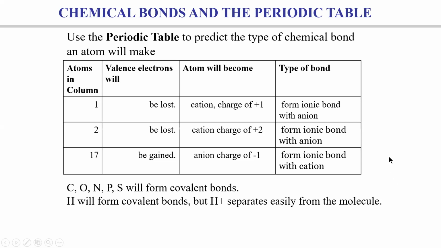So I want you to be able to use the periodic table to predict whether a particular type of atom will form ionic bonds by becoming an ion or form covalent bonds. And to do that, you use the slide here. And during our Zoom classes, we will practice doing this a lot.